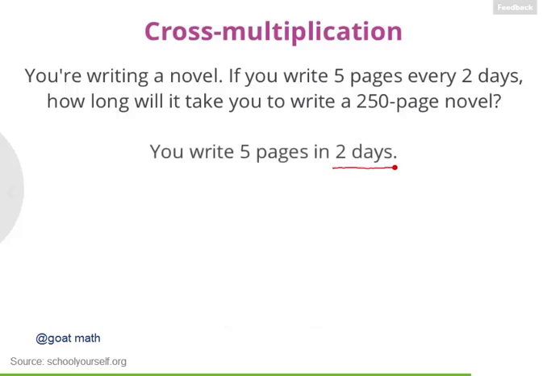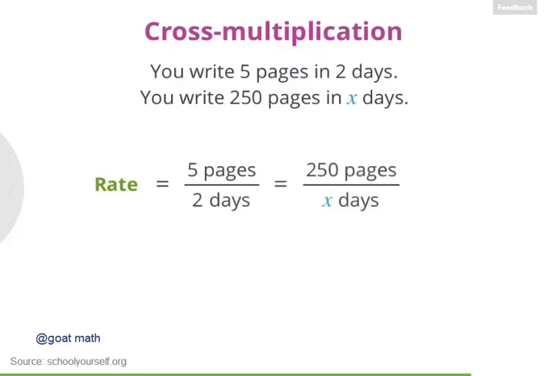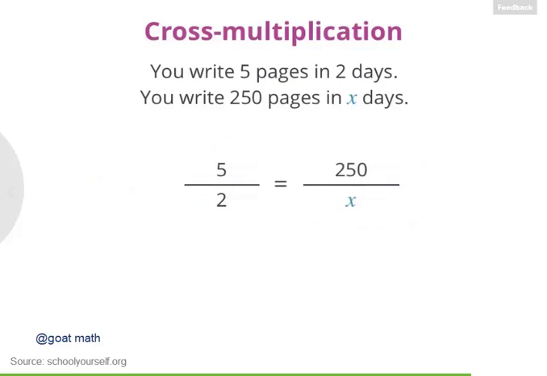So it takes you 2 days to write 5 pages, and we could say it takes you X days to write 250 pages. And the key here is that the rate at which you write is always the same. That rate equals 5 pages divided by 2 days, and it also equals 250 pages divided by X days. Both of these expressions should give you the same rate of pages written per day. And now you have an equation that you can solve using cross multiplication.